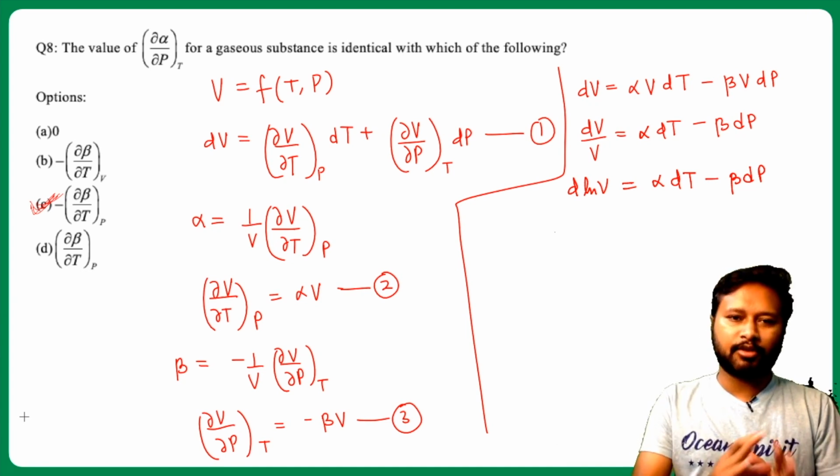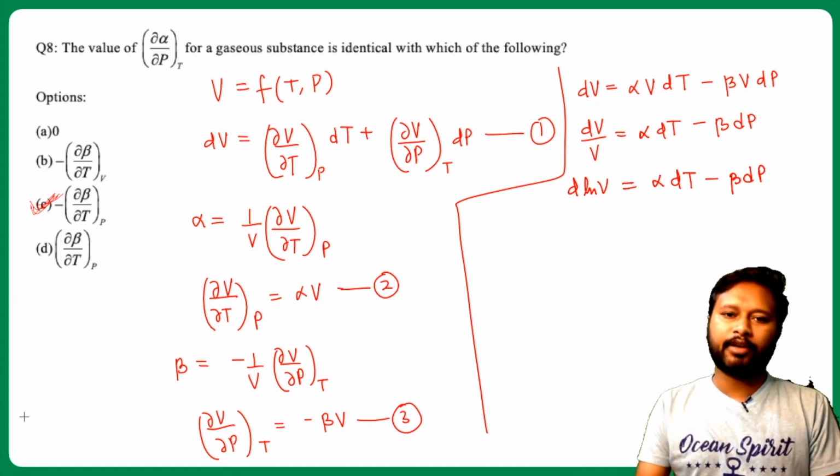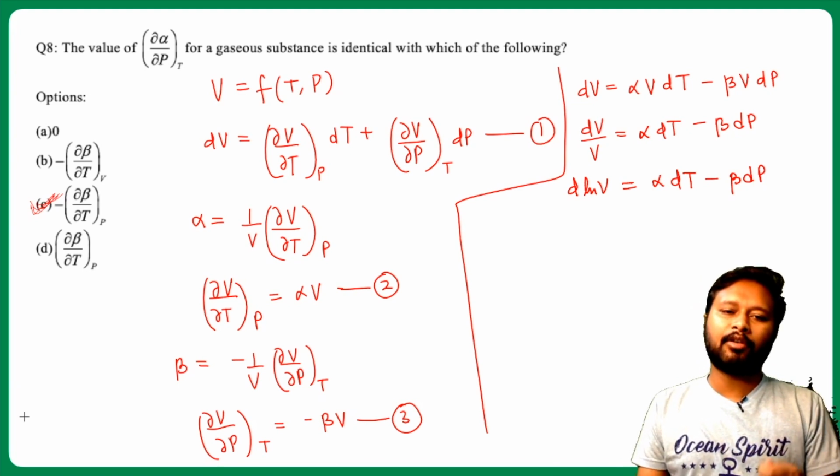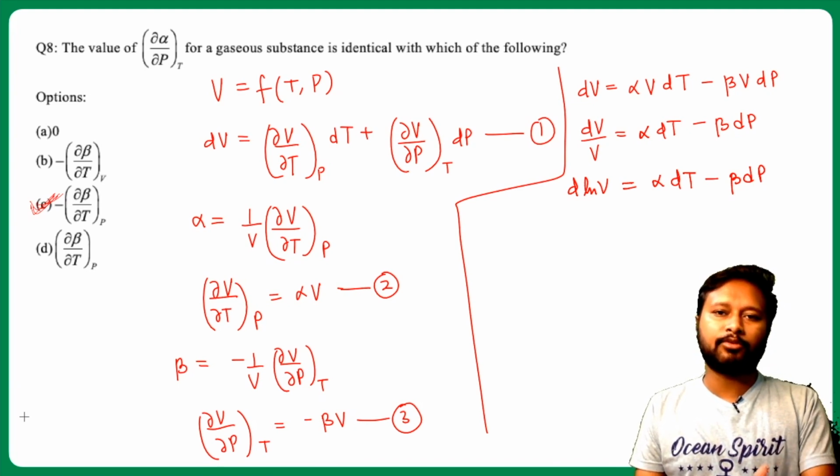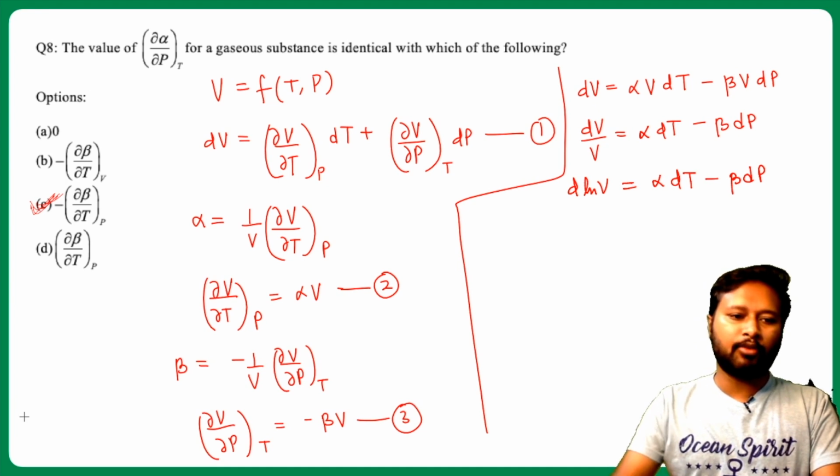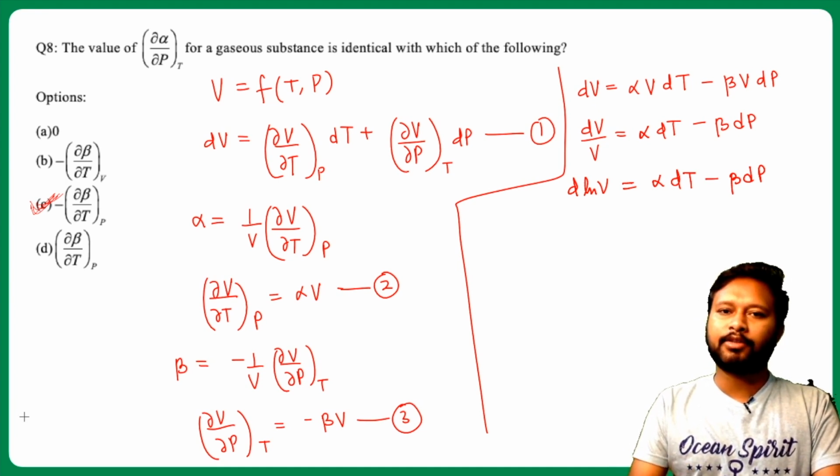All right, so it was pretty lengthy, but this is how it has to be done. The basic principle of Euler's theorem and state function has been used to solve this question. All right, I hope this is much clear to you. Let's go to the next question.